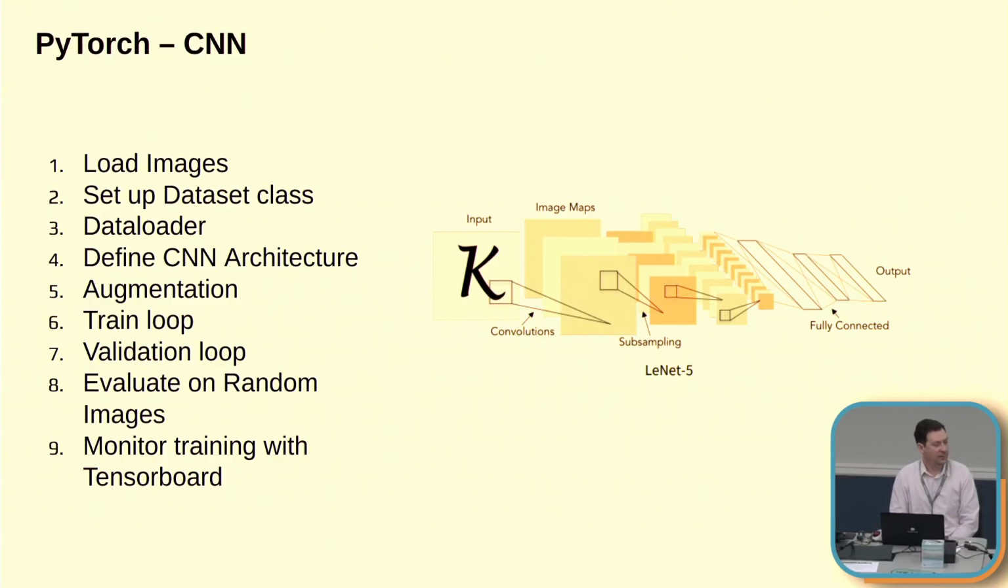In this simple example of a CNN, we're going to load the images we previously looked at. We're going to set up our dataset class, data loader, define our architecture, and do some image augmentation. We'll walk through a training loop and then evaluate on random images, and then monitor performance with TensorBoard. I don't know if anybody's used that before. That's a really powerful tool to look at your accuracy and your F1 score as you train your model.